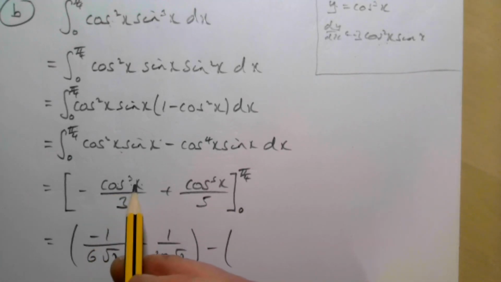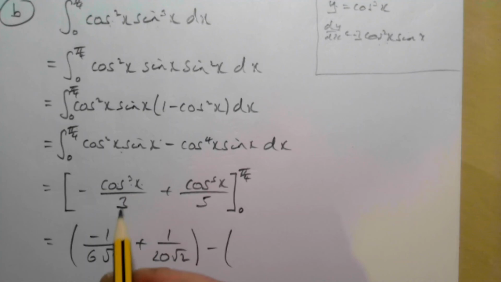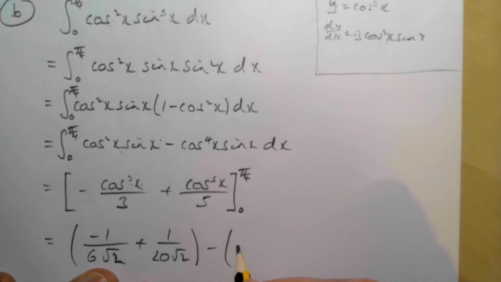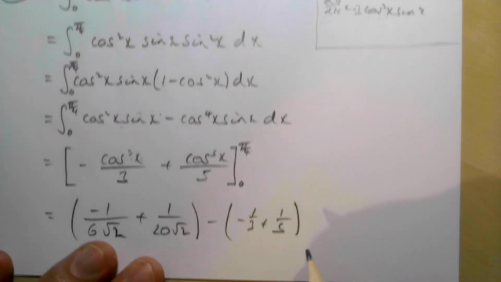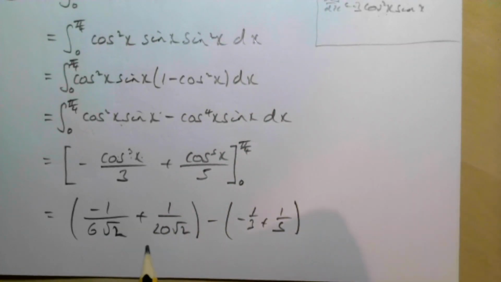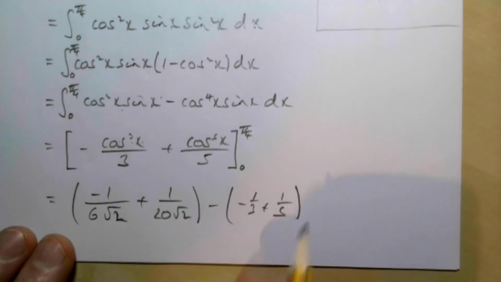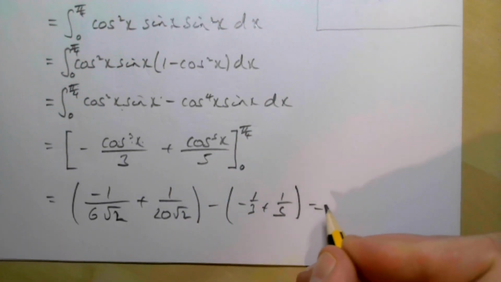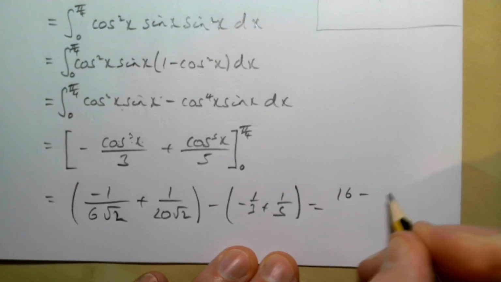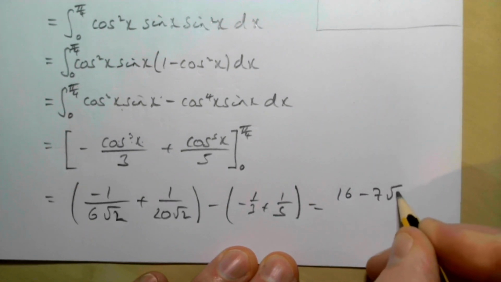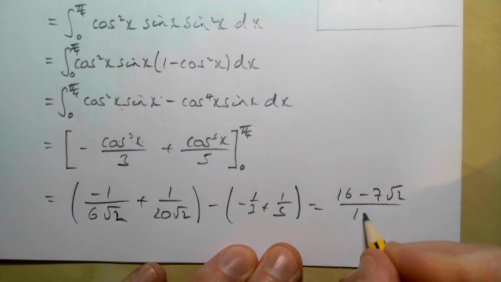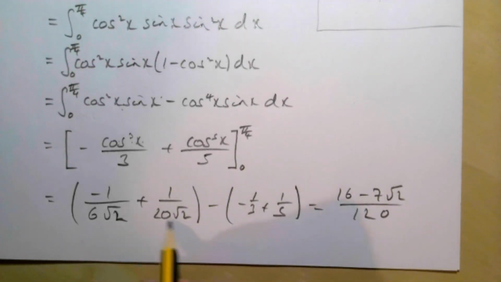Thankfully the 0 is a wee bit more straightforward. You put 0 in, of course you don't get 0. Remember, cos of 0 was 1, so that's minus a third plus a fifth. And we can tidy that up a few different ways, but I'm not going to do the third right now, but it gives you 16 minus 7 root 2 all over 120. You would join those together, common denominator, they both go into 60 root 2 and tidy that up, and then rationalize the denominator. You end up then with that.